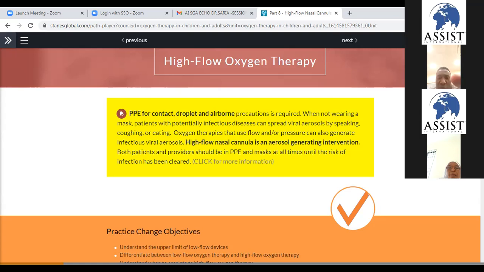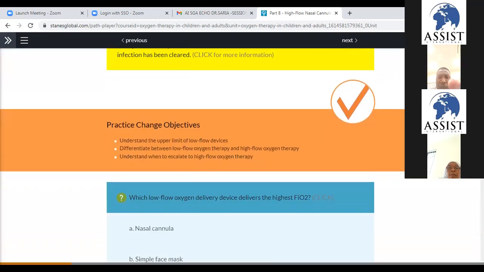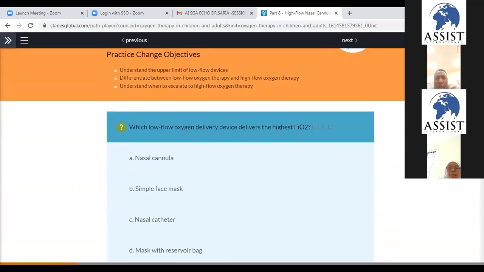So Kevin, can you scroll up, please? So our first part will be about high flow oxygen therapy. As you can see, the objective is to understand the upper limit of low flow devices and how to differentiate between low flow oxygen therapy and high flow therapy. And last but not least, to understand when to escalate to high flow oxygen.